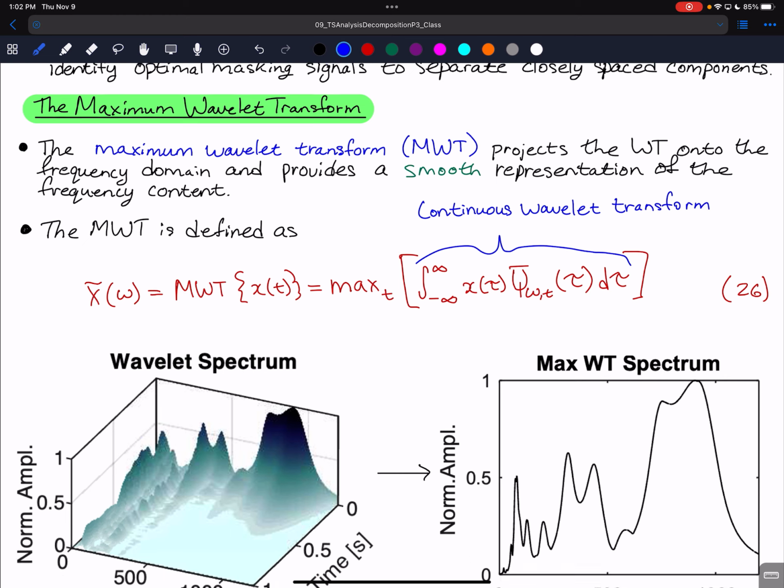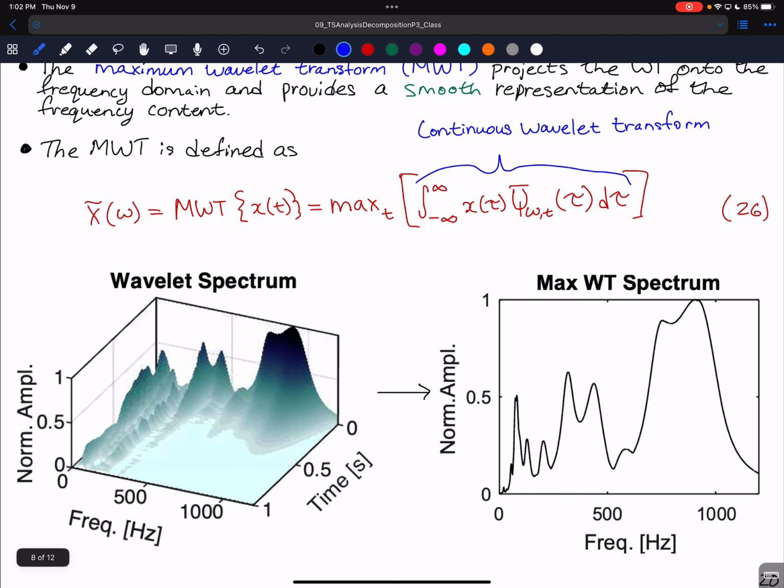So basically, I'll scroll up a bit here. We're taking the wavelet spectrum. What you've typically seen is a 2D representation of the wavelet transform, but you can plot it as a three-dimensional spectrum as shown here. And what the maximum wavelet transform does is that at each frequency value, it asks what is the maximum amplitude across all time, and then it stores that value. Then you end up with what's shown on the right here, this maximum wavelet spectrum, which tells us where the dominant frequency content is across all time, and it ignores things like intermittency in the signals as well.